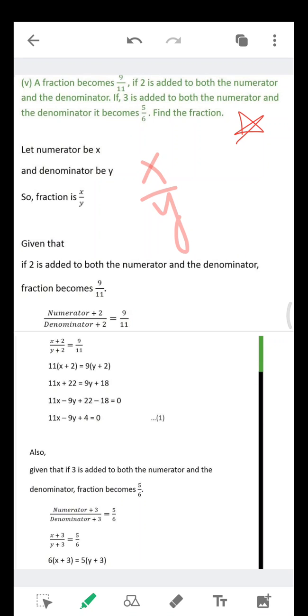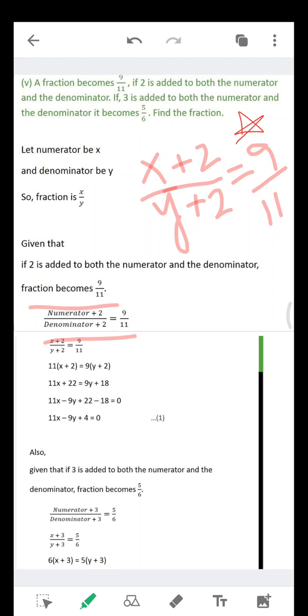If 2 is added to both numerator and denominator, it means I'll add 2 in the numerator and I'll add 2 in the denominator also. So this will become 9 by 11, he is telling. That is what we have done here. You can see clearly, if 2 is added to both numerator and denominator, so I am adding 2 to both, and that becomes 9 by 11.